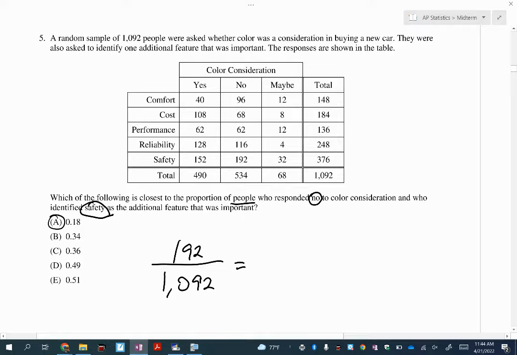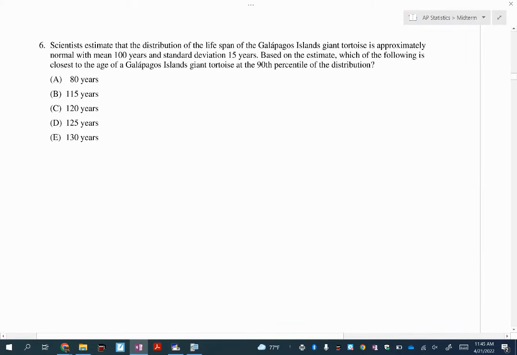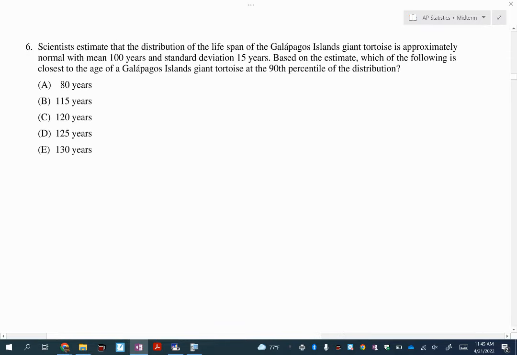Are you guys okay? Okay. Questions on number 5? All right. All right, let's go to 6. And it begins. I'm going to use the formula sheet. Let me open it up.